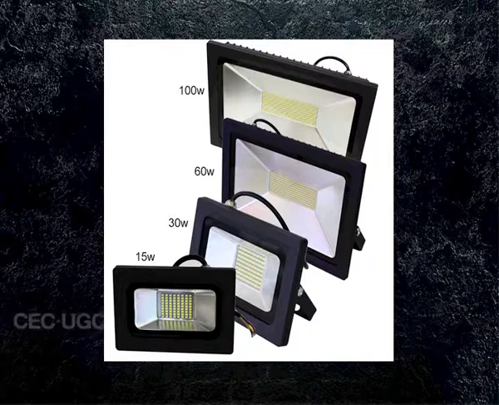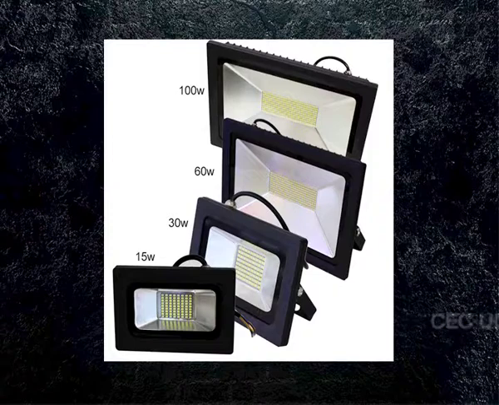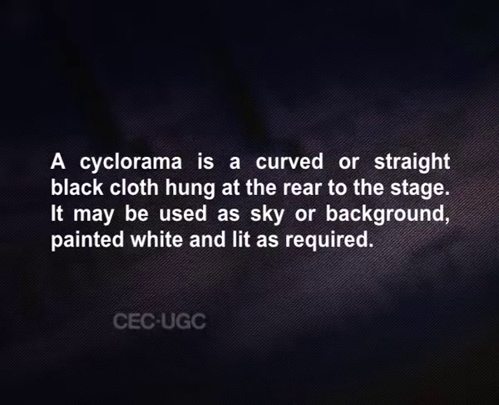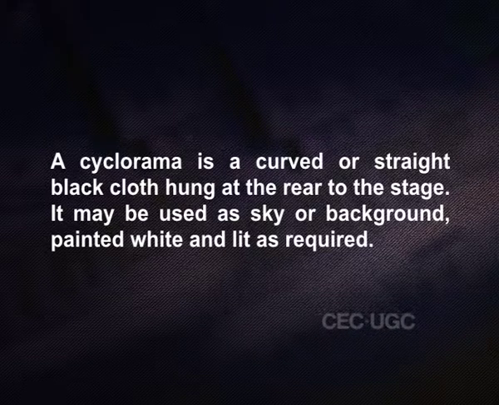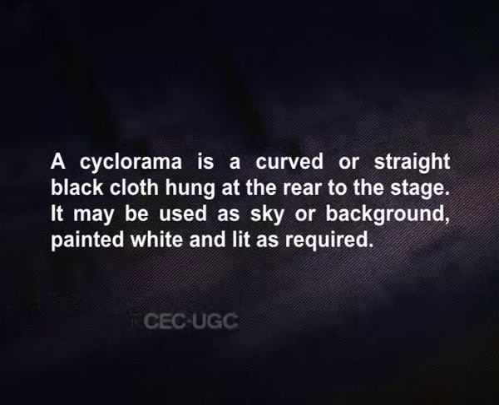The flood reflector floodlight. As the name implies, floodlights are used to cover as large an area as possible, to flood the stage with light. They consist simply of a lamp with reflector and are supplied with 150, 500 and 1000 watt lamps. By using several of these units together, it becomes possible to light large black cloths or cycloramas. A cyclorama is a curved or straight cloth hung at the rear of the stage. It may be used as sky or background, painted white and lit as required.